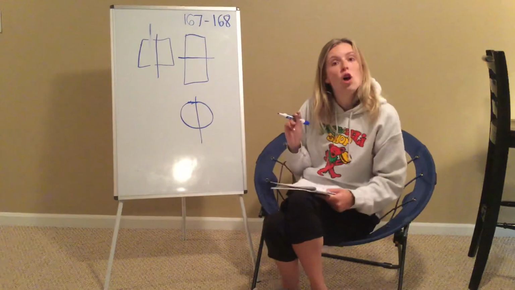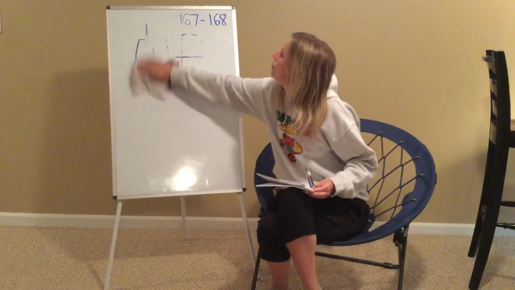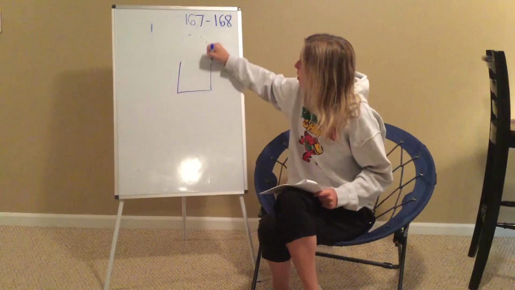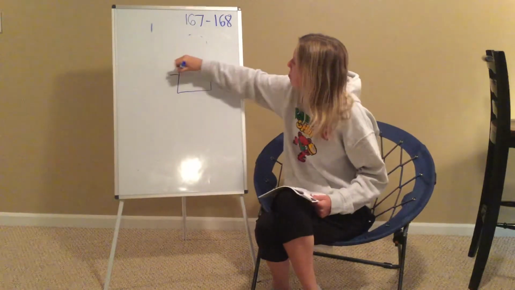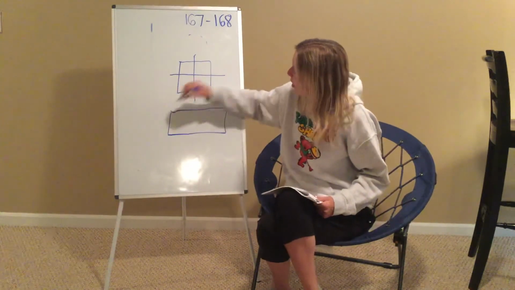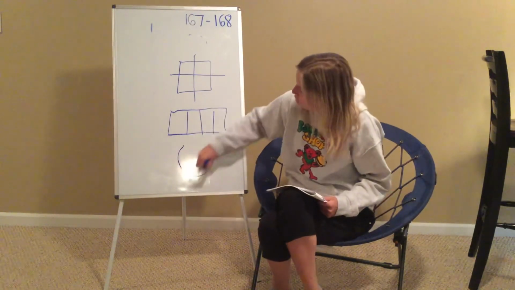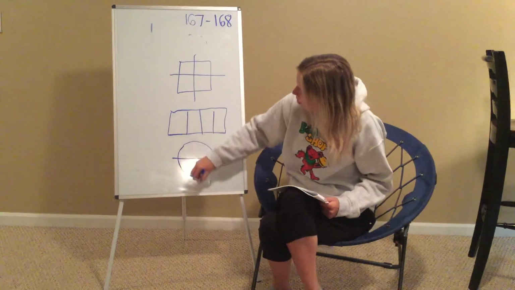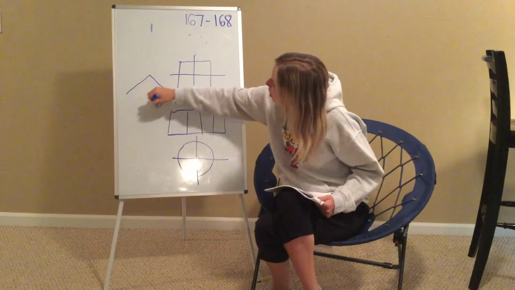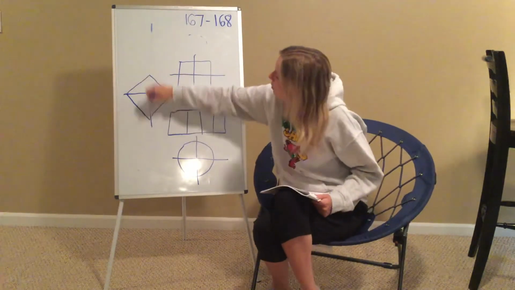Then it says, draw lines to show fourths. So you're gonna have a shape. Then you're gonna have a square maybe. And it's gonna say make fourths. Maybe you're gonna have a rectangle and you're gonna do it this way. Halves, fourths. Maybe you're gonna have a circle and you're gonna go halves, fourths. Maybe you have a diamond and you're gonna go halves, fourths.